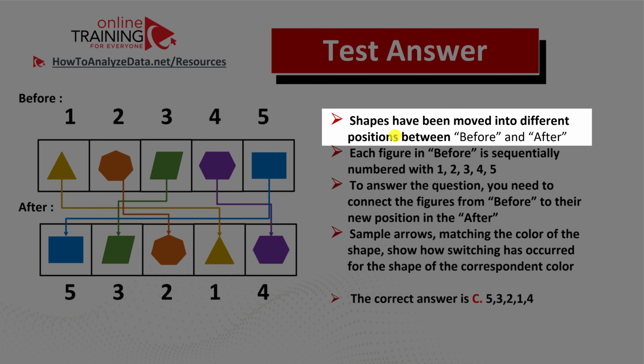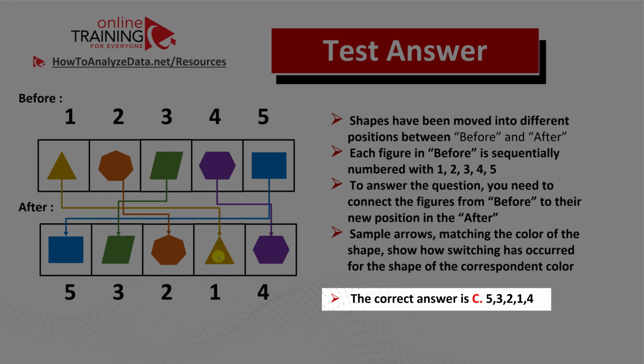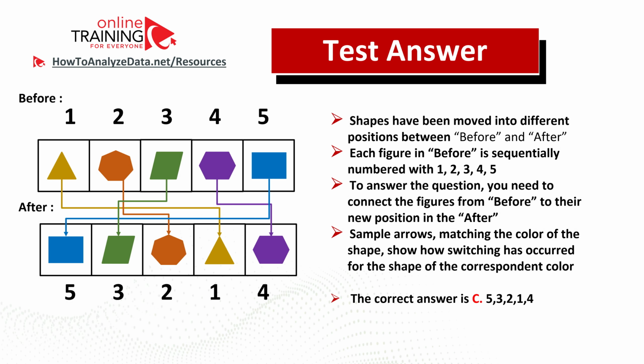Shapes have been moved into different positions between before and after. Each figure in before is sequentially numbered with 1, 2, 3, 4, 5. To answer this question, you need to trace the figures from before to their new position to after. And sample arrows presented here could be mentally done in your mind when you see this type of question on the test. The correct answer is choice C, 5, 3, 2, 1, 4.